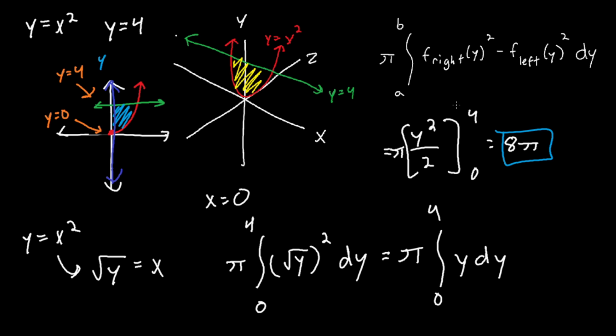Keep in mind, if you're revolving something around the y-axis, you now need to isolate y in your variables. Your functions must be functions of y. So we isolated y here to get the square root of y is equal to x. And we isolated y here. It's already isolated, y is equal to 4. We use those as our boundaries. Now, y equals 4 in this case is not a left or right bound. It was the upper bound for our integral.